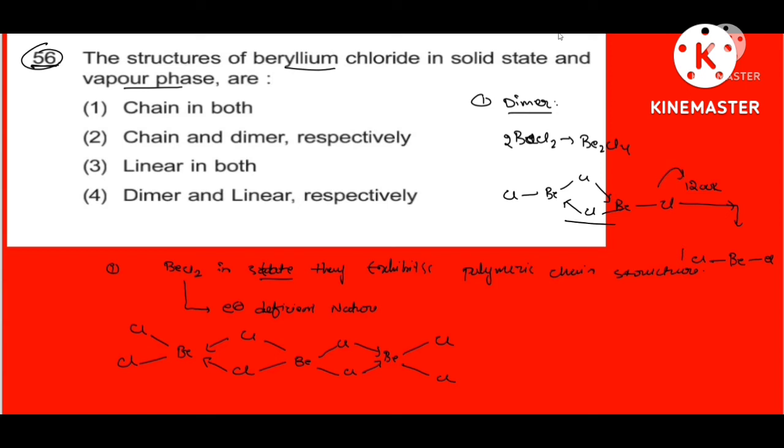Now let us verify our options. Both in chain, no, eliminated. Chain and dimer, this is our correct one. Third one, linear in both, no. Dimer and linear, this option is also eliminated. The other option is also eliminated. So option 2 is our correct answer.